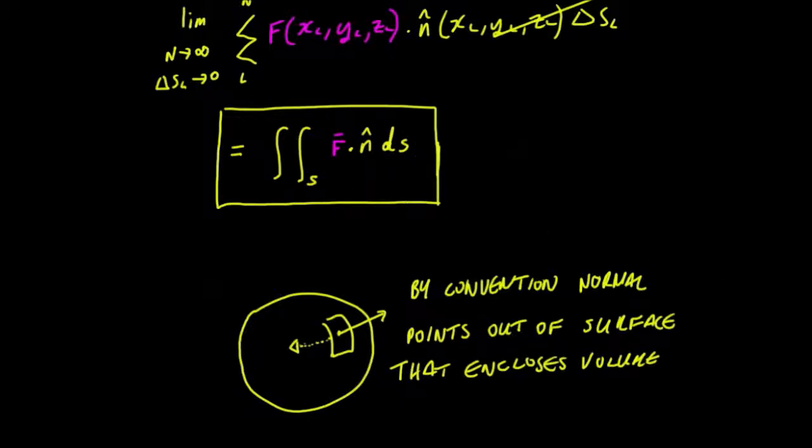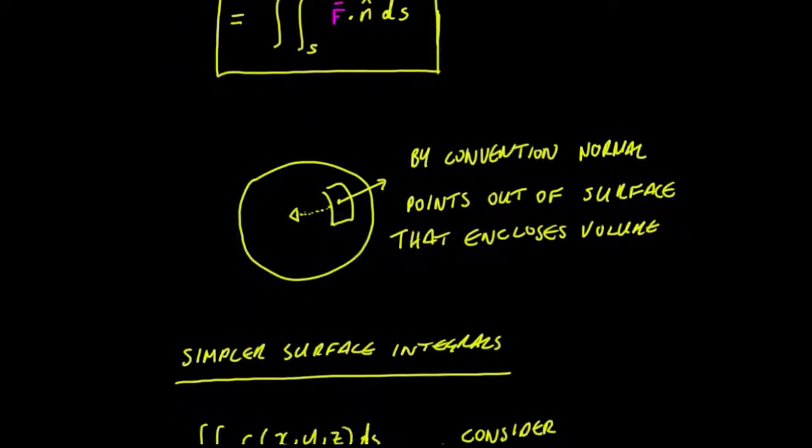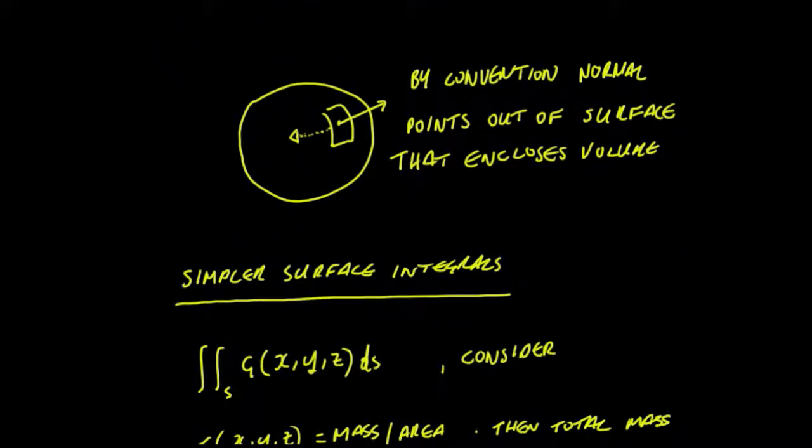One thing to note as well is that by convention, the normal component on a closed surface could point outwards, or it could point inwards, and by convention we decide that the normal component will point outwards from the surface that encloses a particular volume.